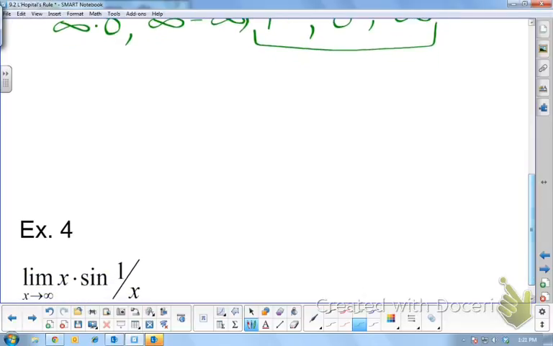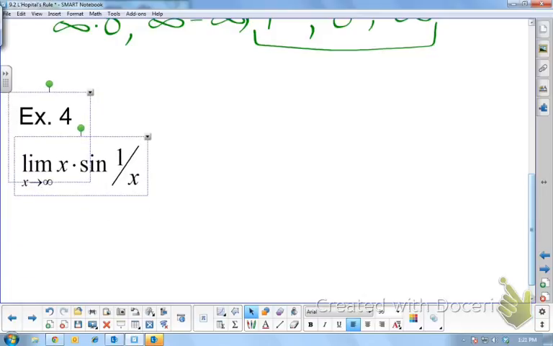I'm going to drag example 4 up so that we can see the rest while we talk about example 4.